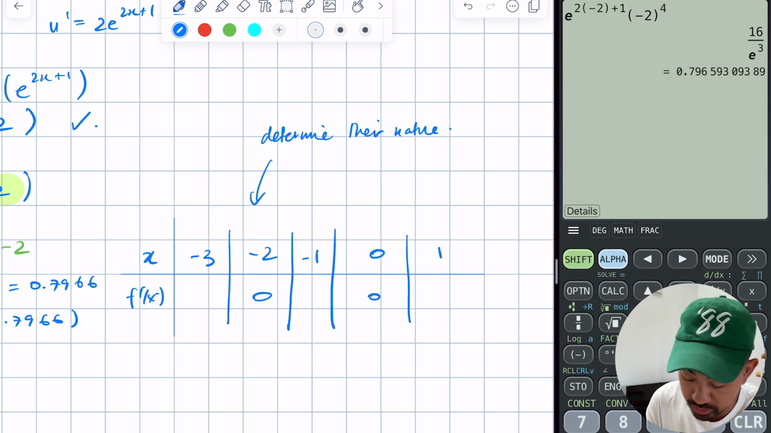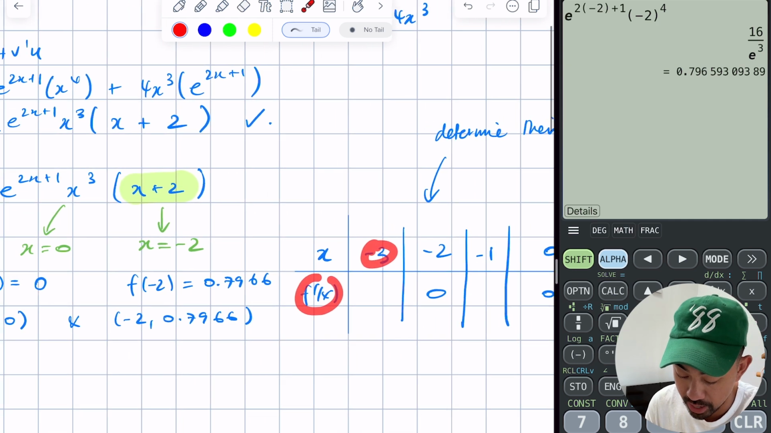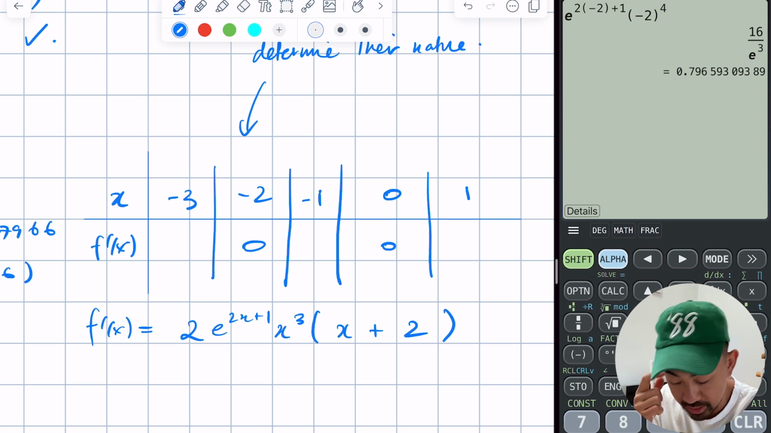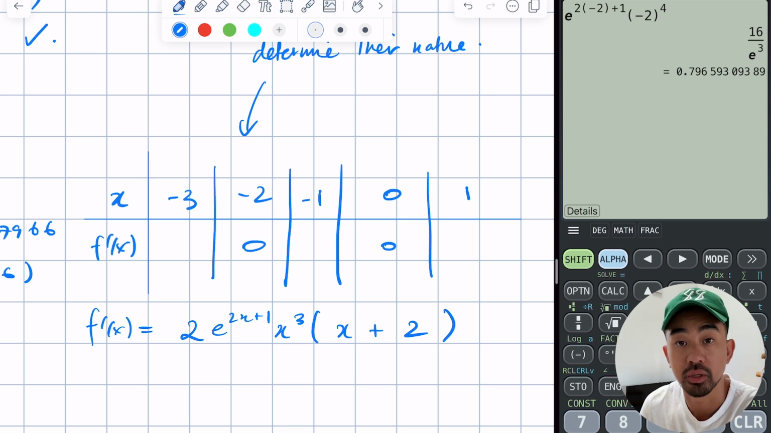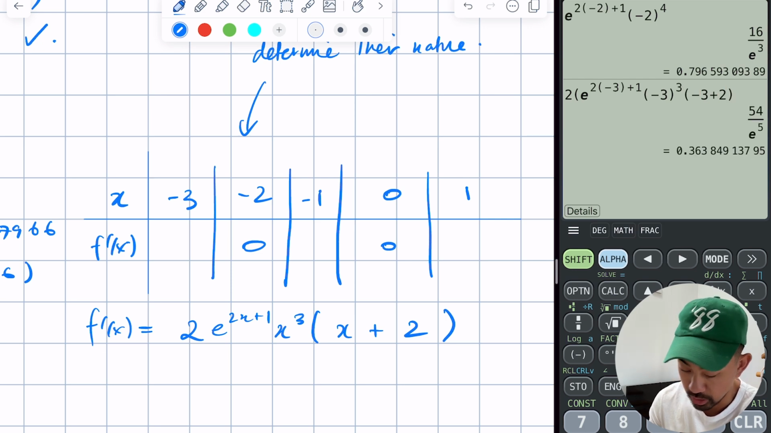And what are the points here? So what I need to do is just substitute this number into f dash x. So for example, -3. Remember, f dash x was this. I just need to substitute these numbers. So I'm just going to pop these all in the calculator and then I'll see what I get. So 2 bracket e to the power of 2 times -3 plus 1, -3 cubed, outside of -3 plus 2.